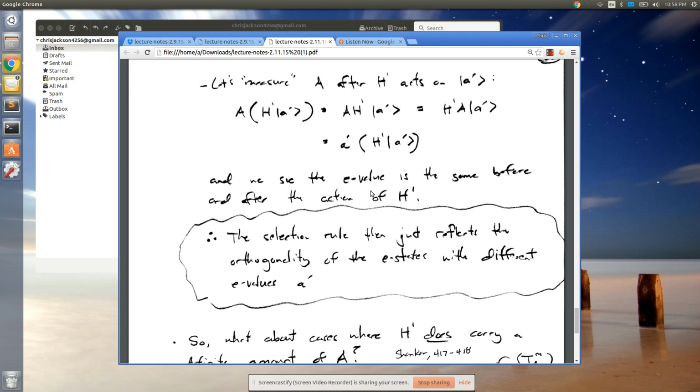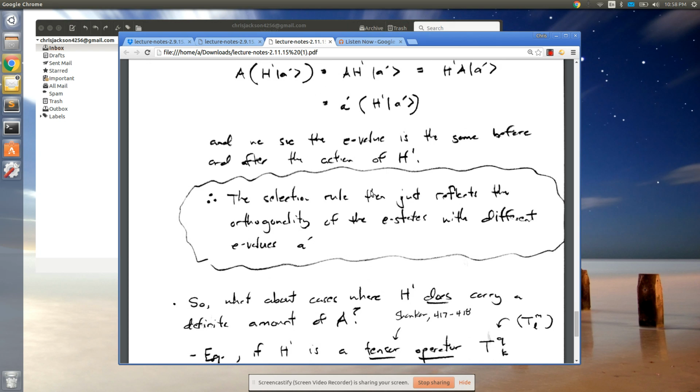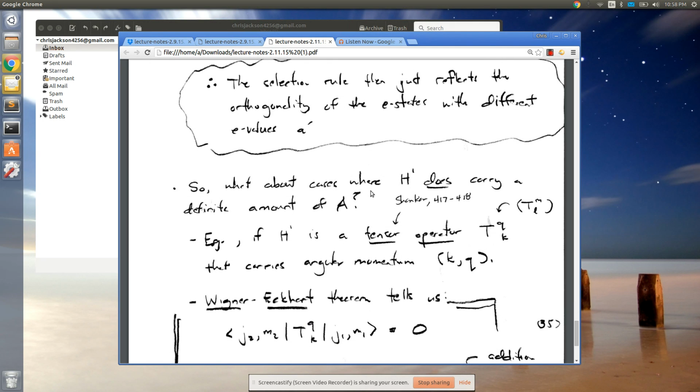The selection rule then just reflects the orthogonality of the eigenstates with different eigenvalues A prime. Yeah, this is pretty straightforward. Okay.